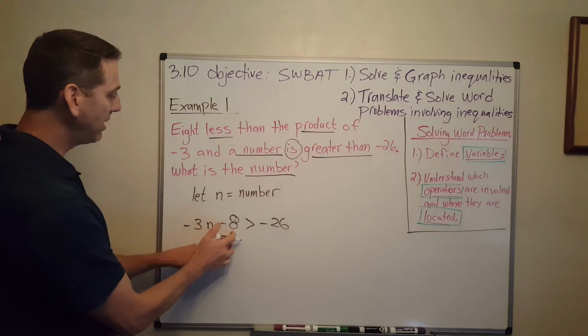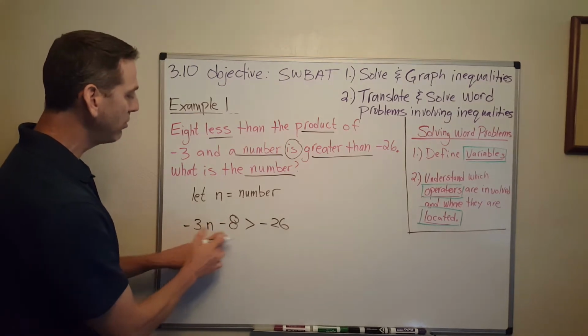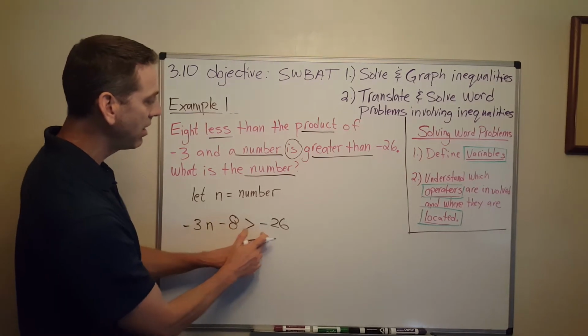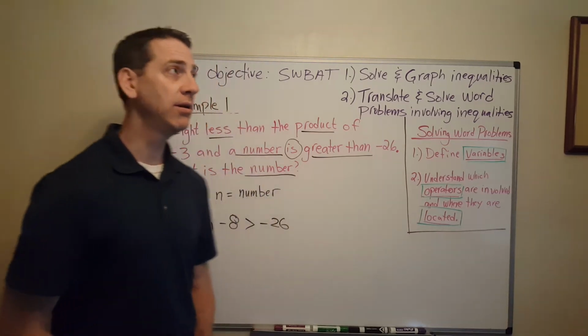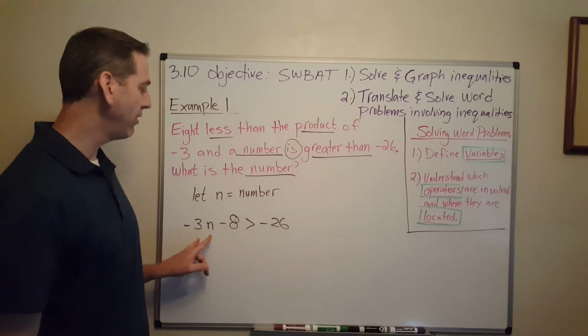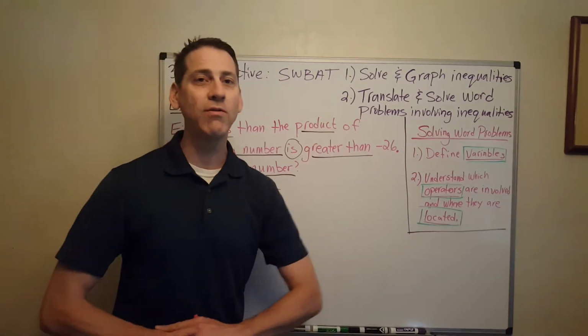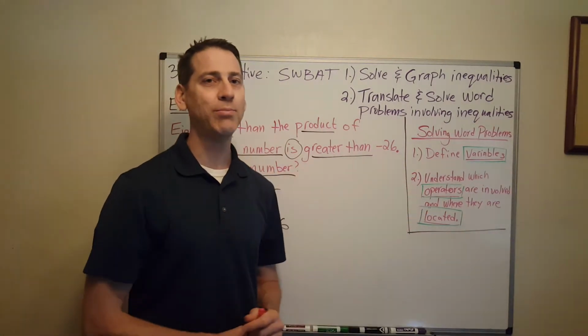Okay, there it is. 8 less than the product of negative 3 and a number is greater than negative 26. Now from here, what you would do is solve for n. I'm not going to solve it in this video because we've solved it in past videos.